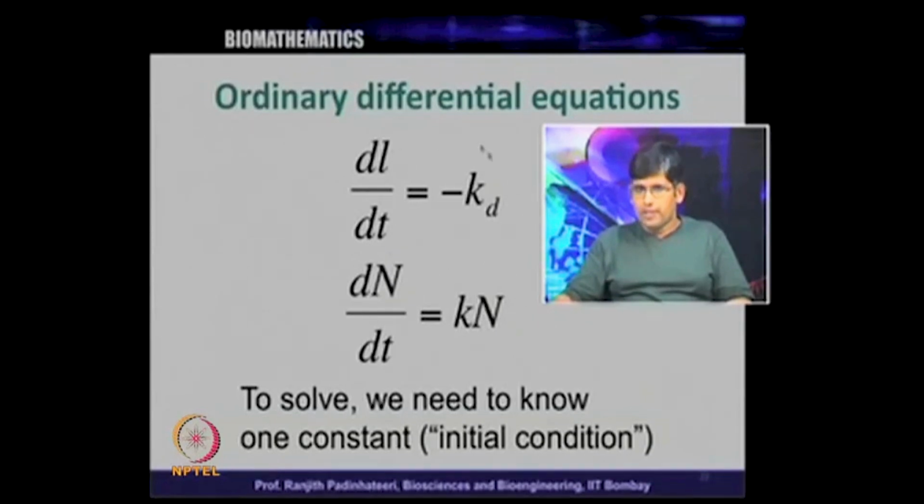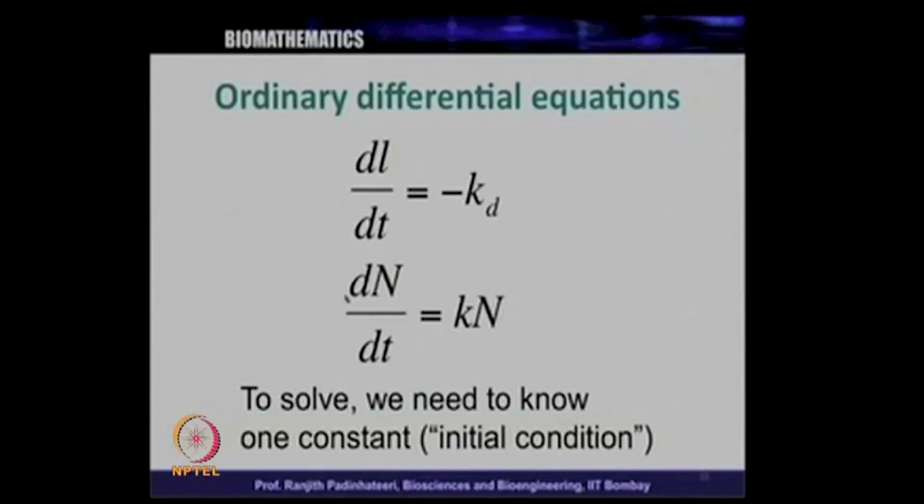So, the first equation precisely describes the decrease in length of anything, a polymer. If L is a length, dL by dt is minus kd, where kd is the rate of depolymerization, then this will describe the depolymerization of any polymer, for example, actin. This dN by dt is equal to kN will describe the number increase of anything that is growing. So, in bacterial growth or yeast cell growth, the log phase or the exponential phase will be described by this equation.